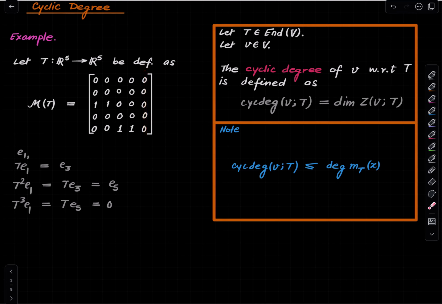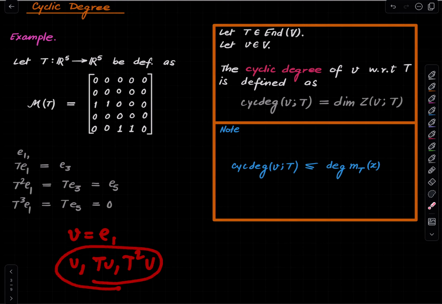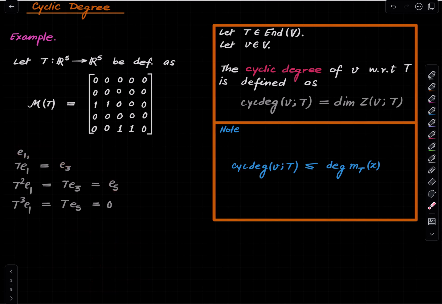So T E1 is E3, and then further apply T you get E5, and then further apply T you get 0. So at the very least, the cyclic degree of E1 should be 3 because in this list, if I write V in place of E1, then in this list V and then TV and then T square V, we have at least 3 linearly independent vectors, namely these 3. So the cyclic degree is at least 3.